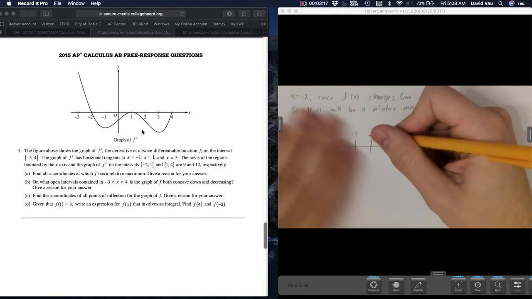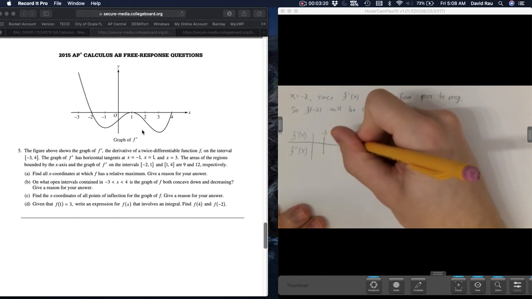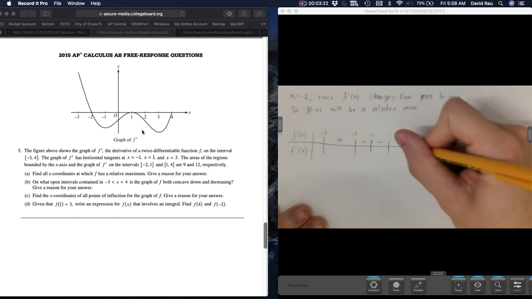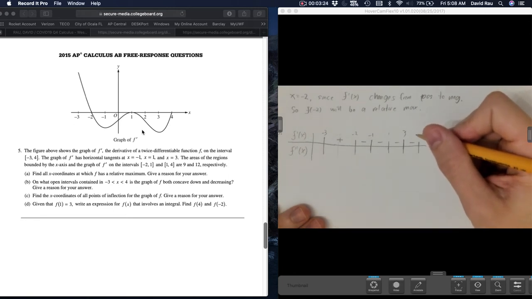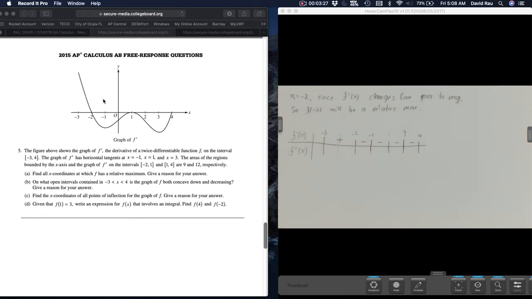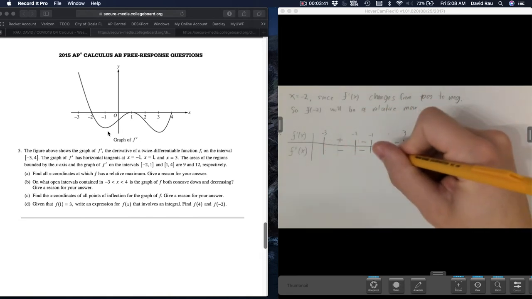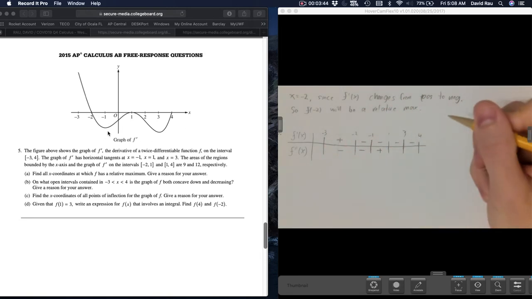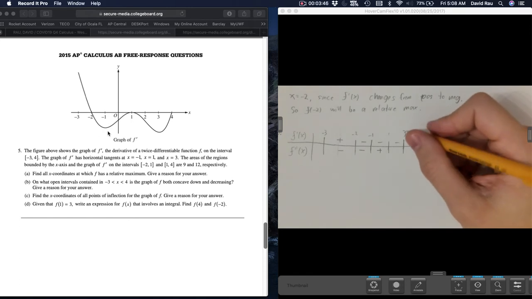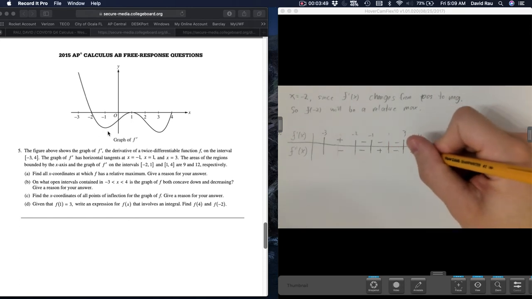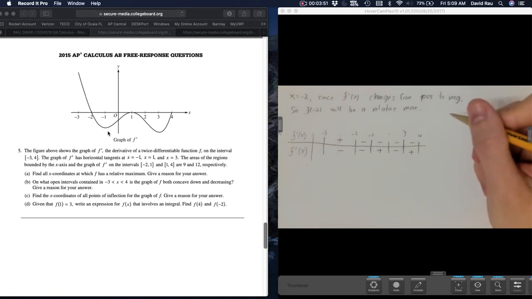Okay, so let's see what's going on in this crazy sign chart. F prime of x still is the same behavior, so it's positive, and then it's negative all the way through. Now f double prime of x. Now this is where things get tricky. F double prime of x, remember you were looking at f prime. So f double prime is asking you about the slope of this graph. So the slope is negative until it gets to -1. Then it's positive until it gets to 1. Then it's negative until it gets to 3. And then it's positive until 4.